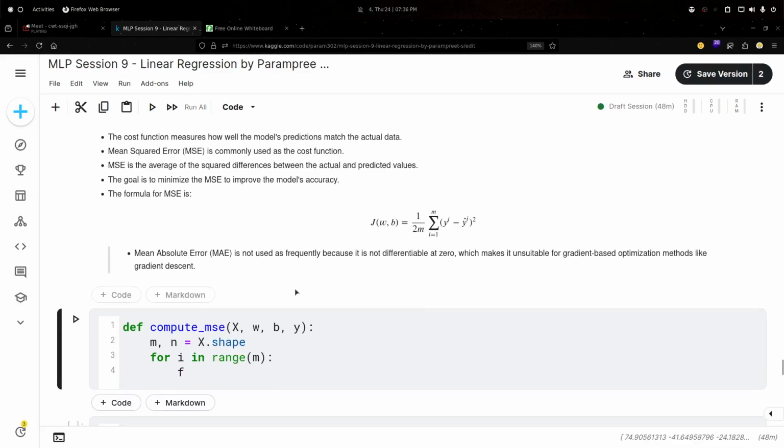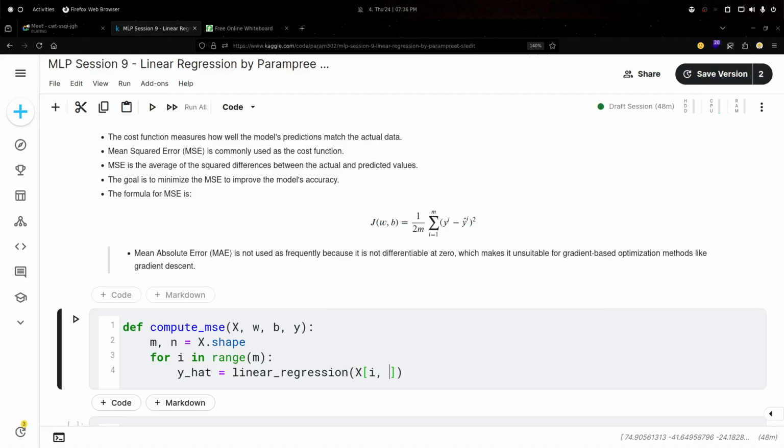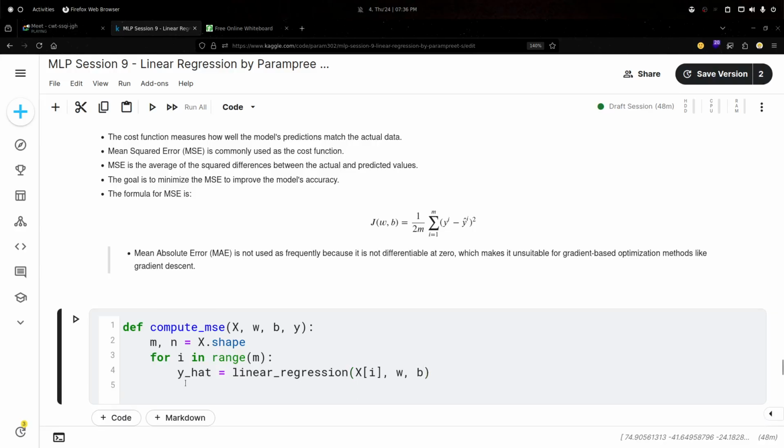We can directly write it like this: y hat, and I'll simply call linear regression here and pass x. In x I'll only pass i, the ith sample, and in w I'll pass the complete data as well as b. Then I'll get the y hat.